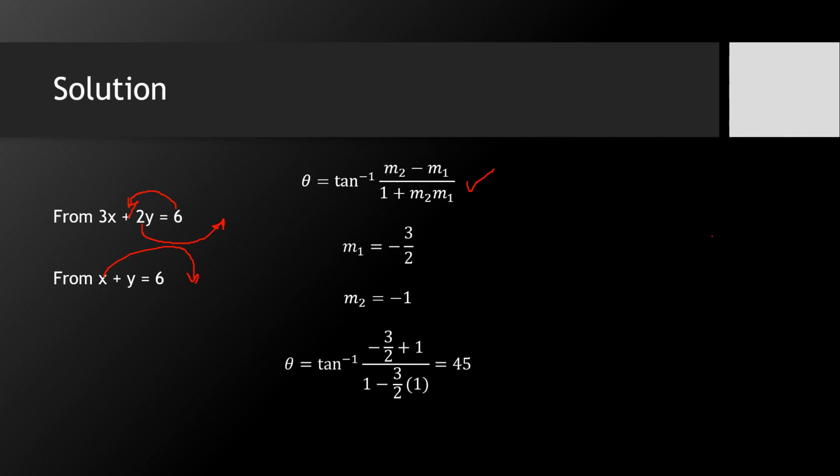So using the equation that we have, tangent inverse of (-3/2 plus 1) over (1 minus 3/2 times 1), and we get an answer of 45.